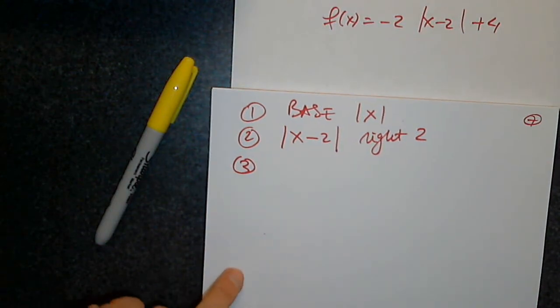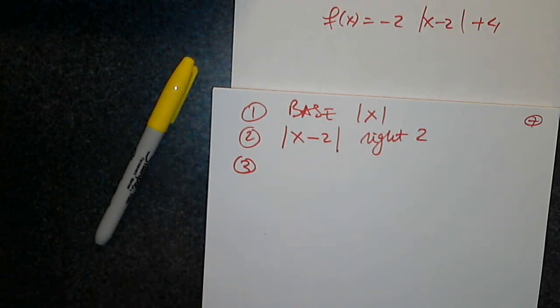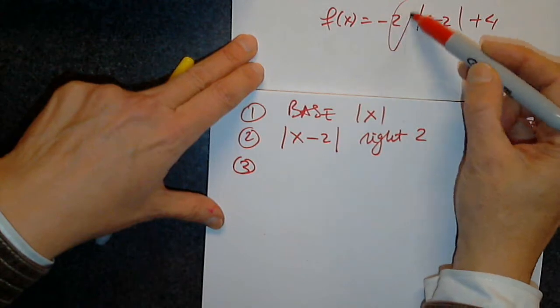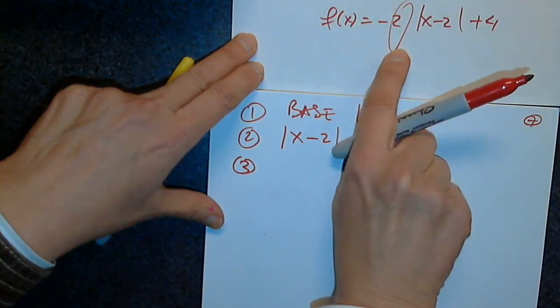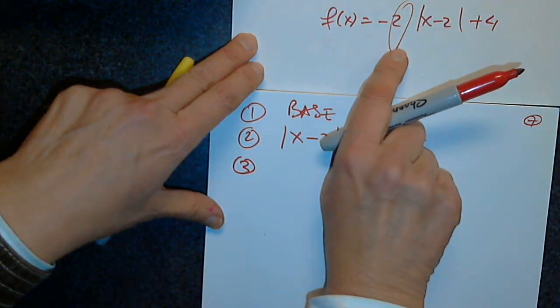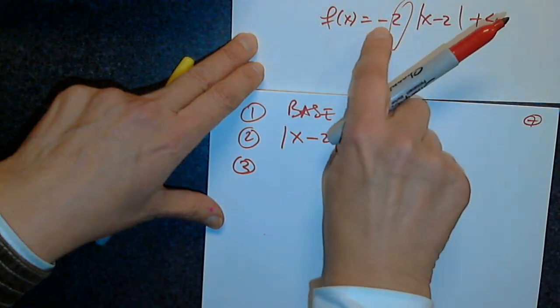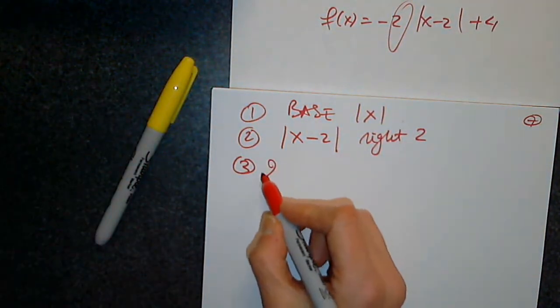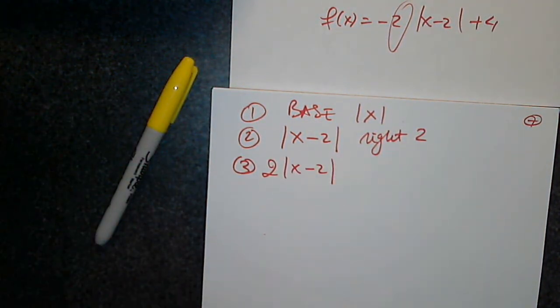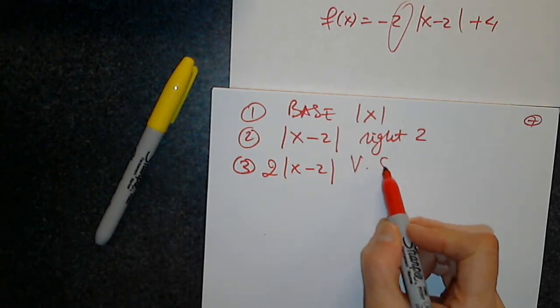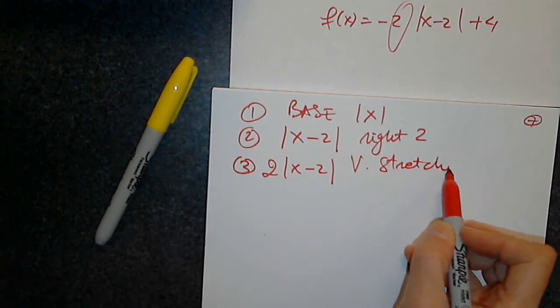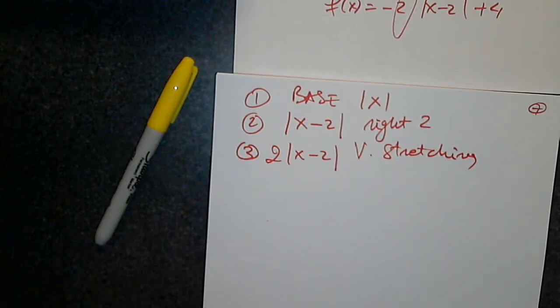So the next step, I'm gonna stretch. Yes, that's my next step. I have to break it up into 2 portions because this is one thing and this is the other. So twice the absolute value of x minus 2 will do what? Vertical stretching by a factor of 2.